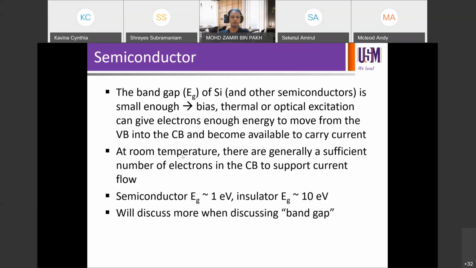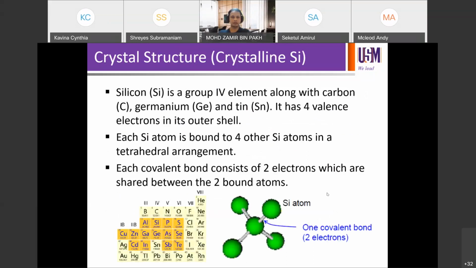So silicon has about 1.12 electron volt, and insulator may go up to 10 electron volt. If you talk about diamond, it's 5.5 electron volt. So that's the difference that you can see in the energy required in order for us to excite the valence electrons into the conduction band to perform conduction. We'll get to this when we talk about band gap later on.